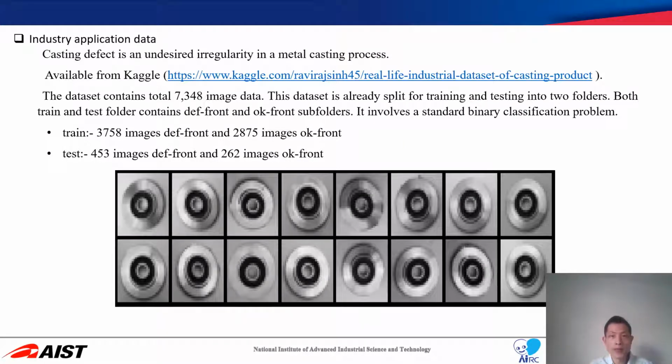Moreover, we can implement some study on real industry applications, for example, the casting defect data. Casting defect is an undesirable result in a metal casting process. Its data is available on Kaggle. It mainly contains defect-free images and defect images, so it's standardly used for binary classification.